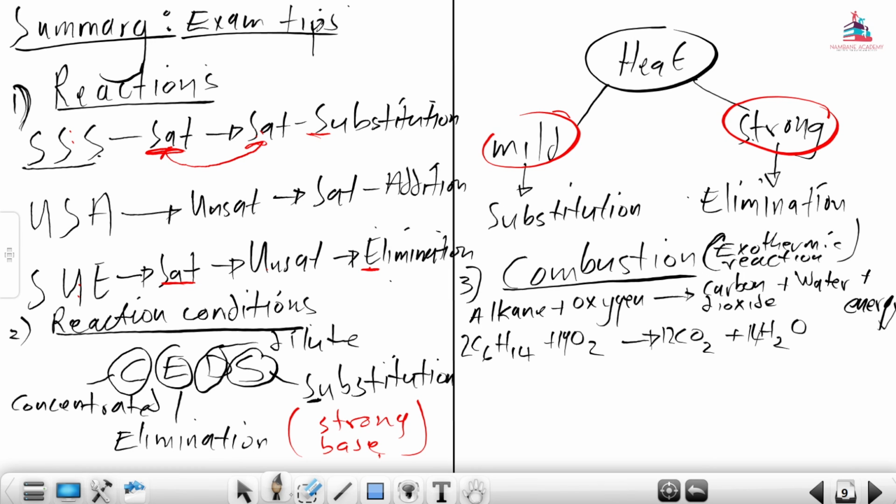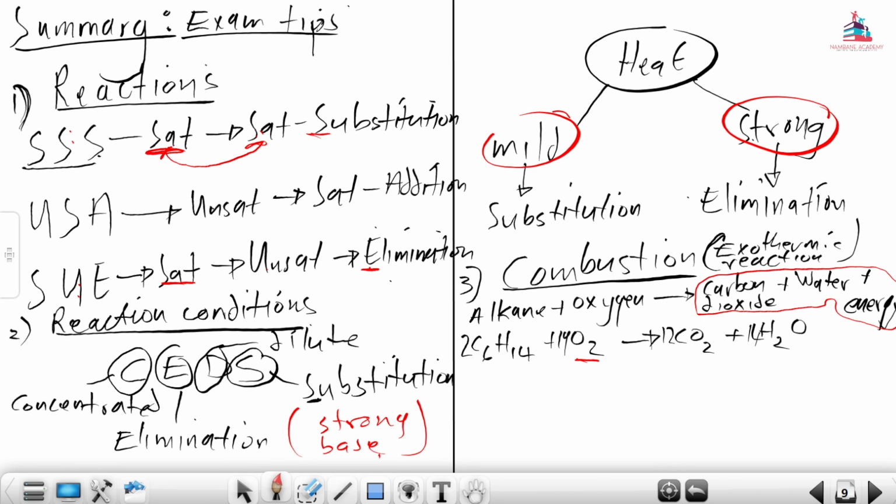My point is, for combustion, full combustion, that is what the CAPS document says. We must just know full combustion, or a complete combustion. So for a complete combustion, we will always have carbon dioxide, water, and energy as part of our products. That one will be easy, 3 marks for us to get. But the 3 marks will also come with the balancing.